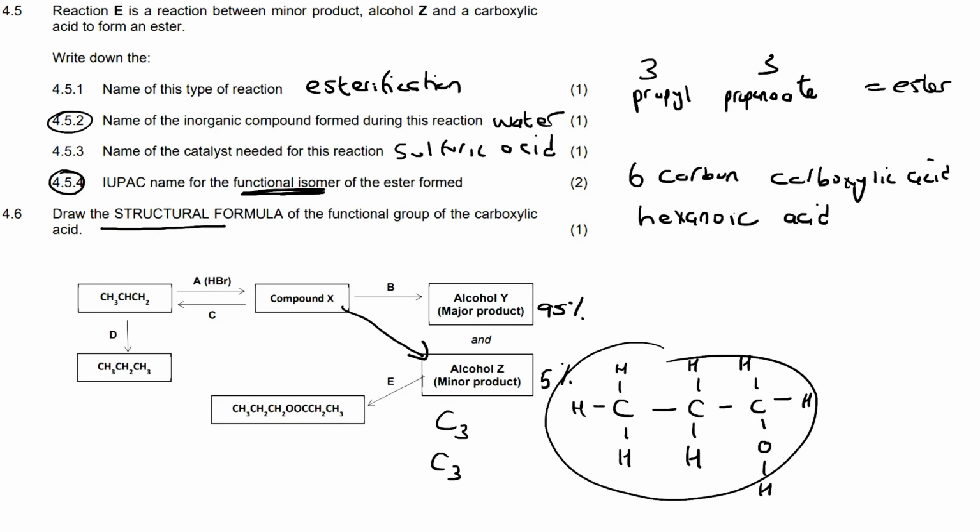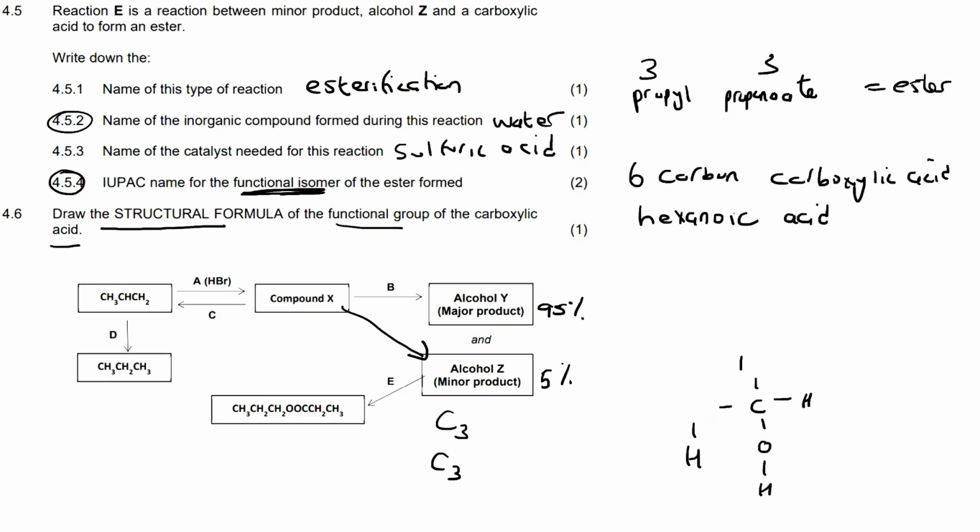Draw the structural formula of the functional group of a carboxylic acid. Okay, so all carboxylic acids have the same functional group, and that goes like this. What makes something a carboxylic acid? It's when it's got a double bonded oxygen attached to an OH, and then you must just show that there's this part. This part here can be whatever, but we just leave it like that.